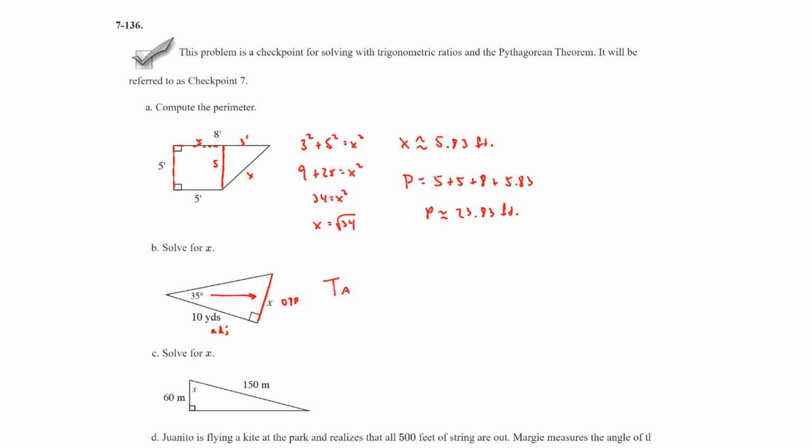So therefore, that means we're going to use the tangent ratio. Tangent ratio is opposite over adjacent. So that's tangent of 35 degrees is equal to x over 10. You can just multiply both sides by 10, so that would be 10 times tangent of 35 degrees. Make sure your calculator is in degree mode before typing that in. And x is approximately 7.00, and this is measured in yards.